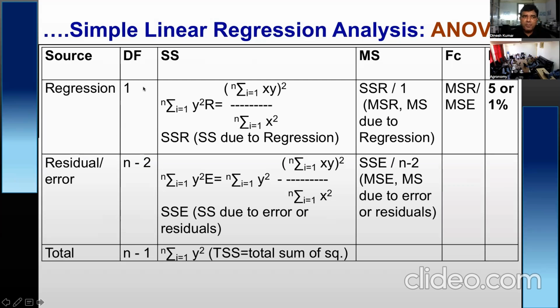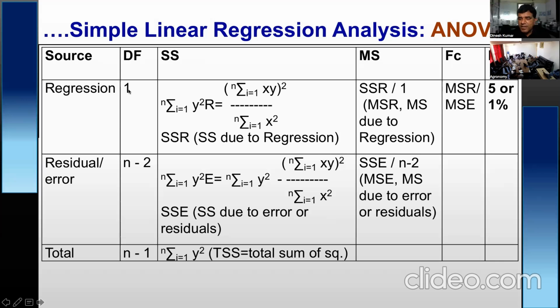Now, degrees of freedom. Friends, remember, for linear regression, the degree of freedom is always 1. Because here, y is equal to a plus bx, the power of x is 1. Therefore, we take 1 as the degree of freedom for regression.